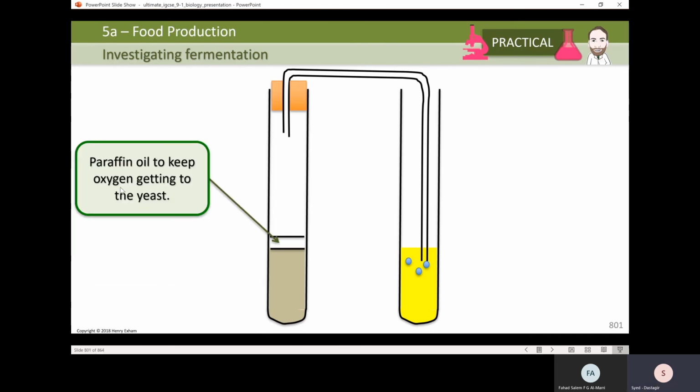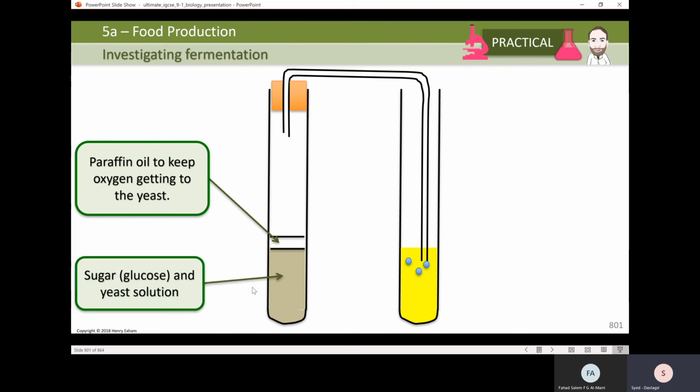What we do is we add this layer of paraffin oil. Why? To make sure yeast is not getting any oxygen. So this is the yeast, and the oil is blocking any oxygen getting to the yeast. We add sugar to the yeast for energy.